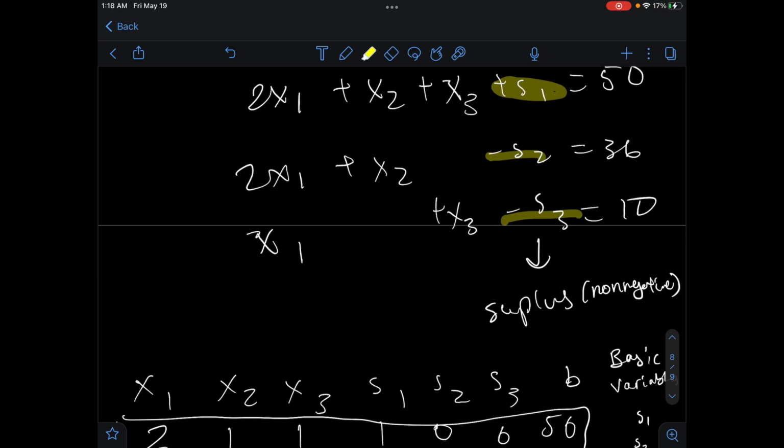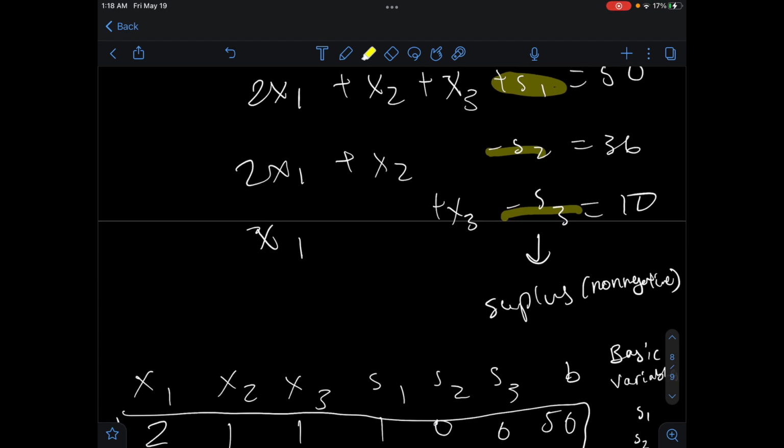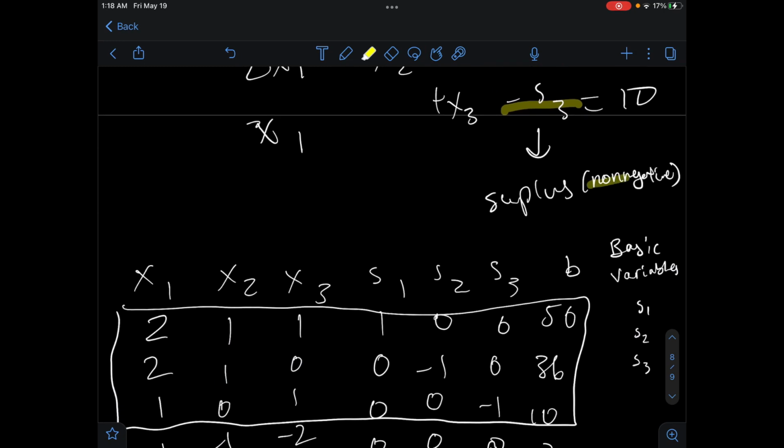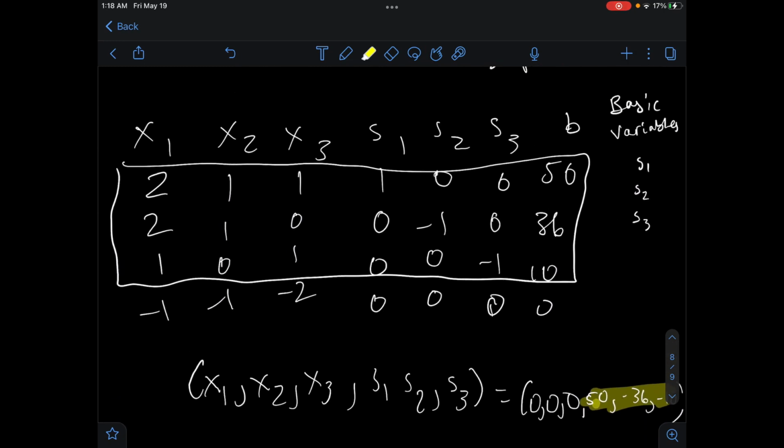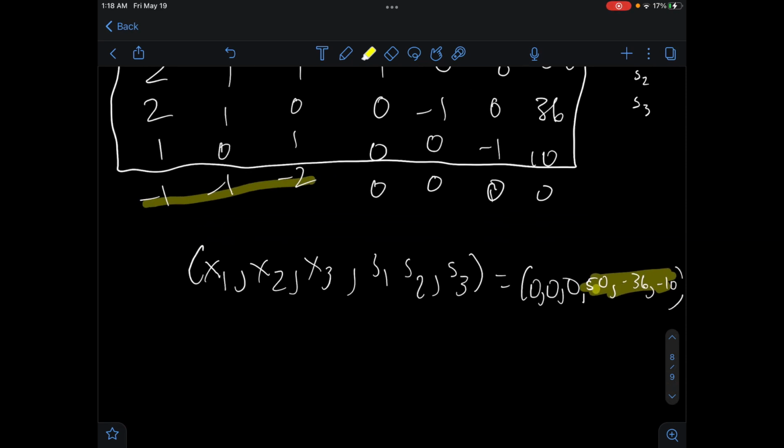There, you're going to add your slack variables, and you're going to add your surplus variables. These are variables that will add a surplus to get us to 36 and 10, or subtract, and they have to be non-negative. This is very important. So when we're doing a simplex tableau, we need all non-negatives in the bottom row, and we have to get that using simple operations as stated before. And as you can see, the current set of points does not work because our surplus variables are negative, and this cannot be an optimal solution.